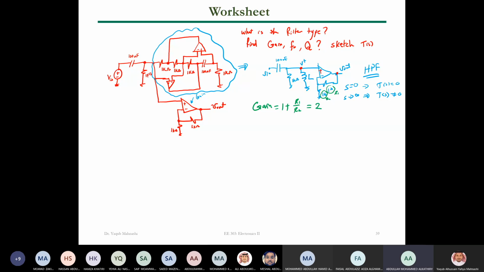Square root of 1 over LC. Exactly. So F naught will be 1 over 2π, this is very important, 2π, because that one will be radians per second. So this is 1 over 2π√(LC).